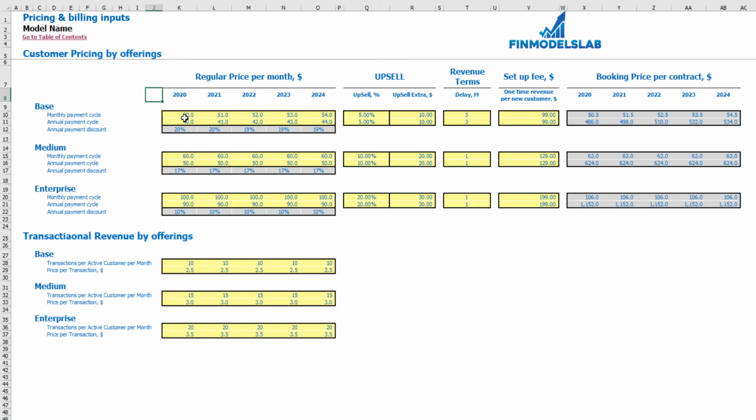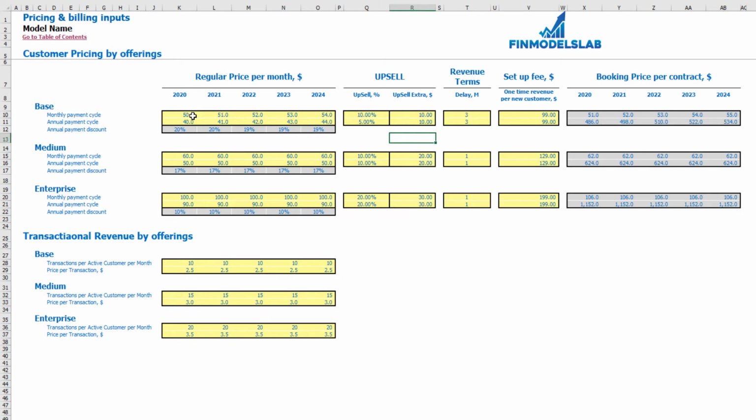So based on the difference of monthly and annual payment cycle pricing, you may see the annual payment discount in here. The next step is to input upsell if you need it. Let's pretend that 10% of customers will pay you additional $10 per contract. This means that your upsell will be additional $1 per month, for example, for this monthly payment cycle.